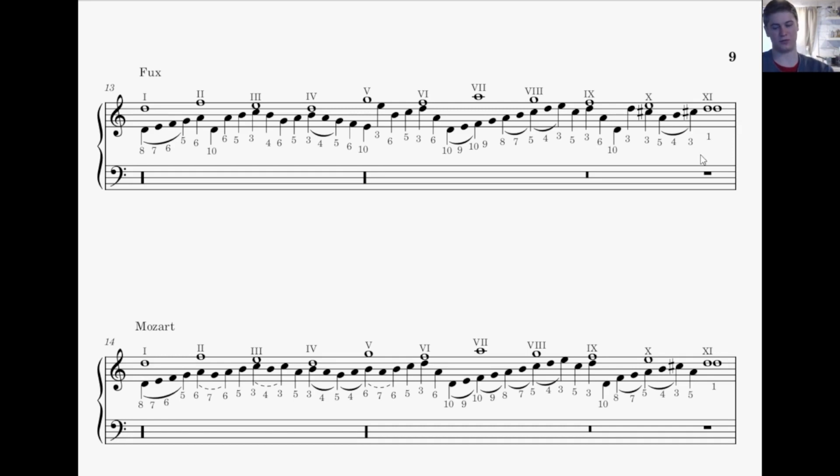Moving on from here, Fuchs is following the old convention that the penultimate tone must be the leading tone, while Mozart's cadence is highlighting chord 5, and then it's doing a 5-to-1 cadence at the end. This actually sounds really good and works out really well.